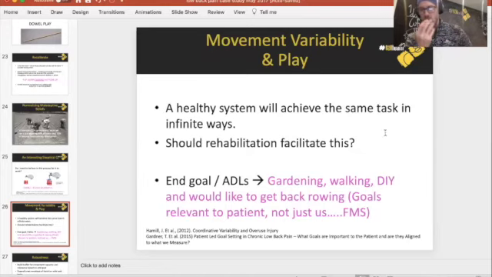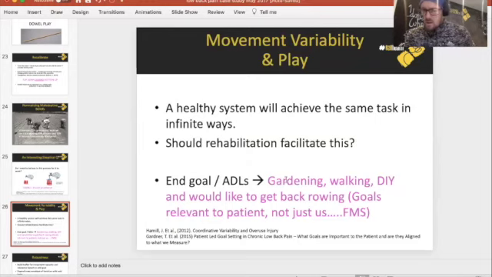And they should be based on the end goals that the person is telling us about, rather than it being based on a single leg squat or based on how long someone can hold on a Sorenson's test. What's important to the person, we get that in history. And in this gentleman's case, it was gardening, walking, DIY, and getting back to rowing. And of course, rowing involves flexion, which he had put as a limitation on himself, because he wasn't going to row, even though he'd enjoyed it in his younger days.